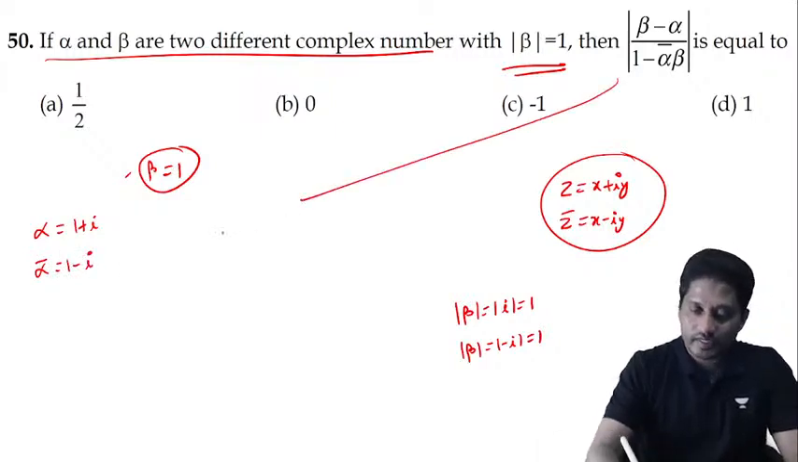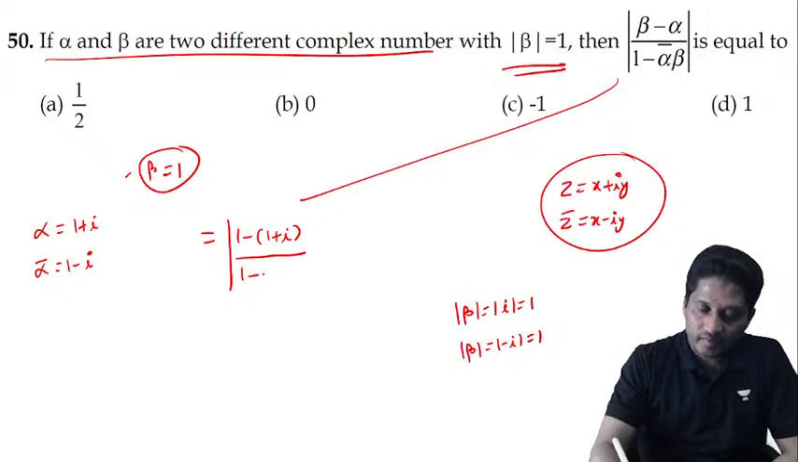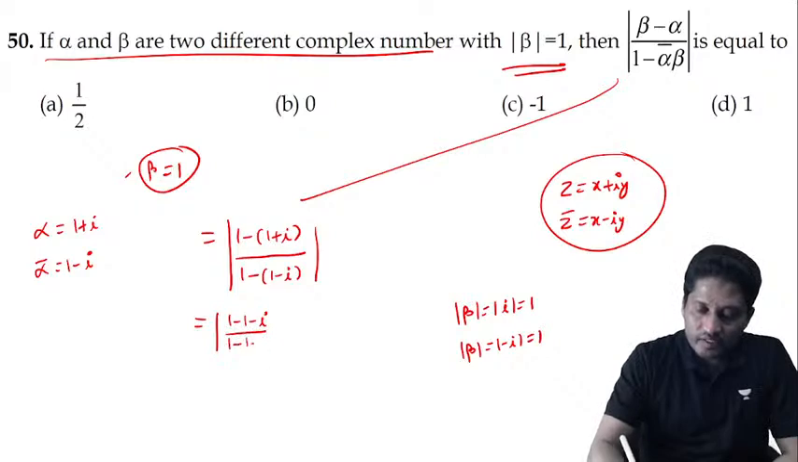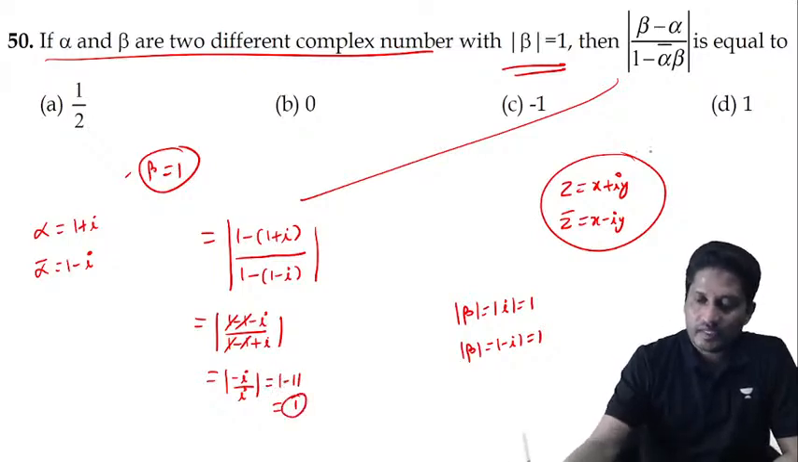Now if I substitute here, it is equal to modulus of beta is 1, alpha is 1 plus i, divided by 1 minus alpha bar. Alpha bar is 1 minus i, and then modulus when beta is 1. If you open the bracket, you get 1 minus 1 minus i divided by 1 minus 1 plus i. This will cancel. You get modulus of minus i divided by plus i. i by i is 1. So you get mod of minus 1, which is equal to plus 1. Answer is option D.